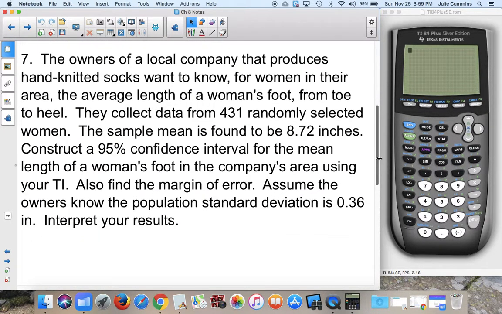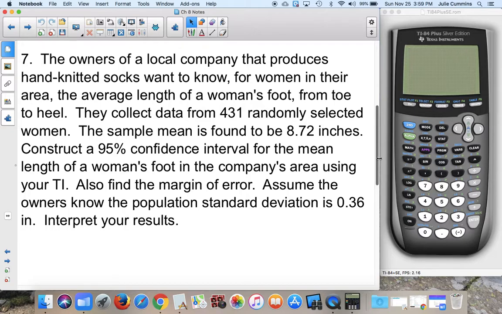The owners of a local company that produces hand-knitted socks want to know, for women in the area, the average length of a woman's foot from toe to heel. They collect data from 431 randomly selected women. Okay, so our n is large enough and we have a simple random sample, so we're good here. The sample mean is found to be 8.72 inches. We want a 95% confidence interval for the mean length of a woman's foot in the company's area using the calculator. And we also want to find the margin of error.